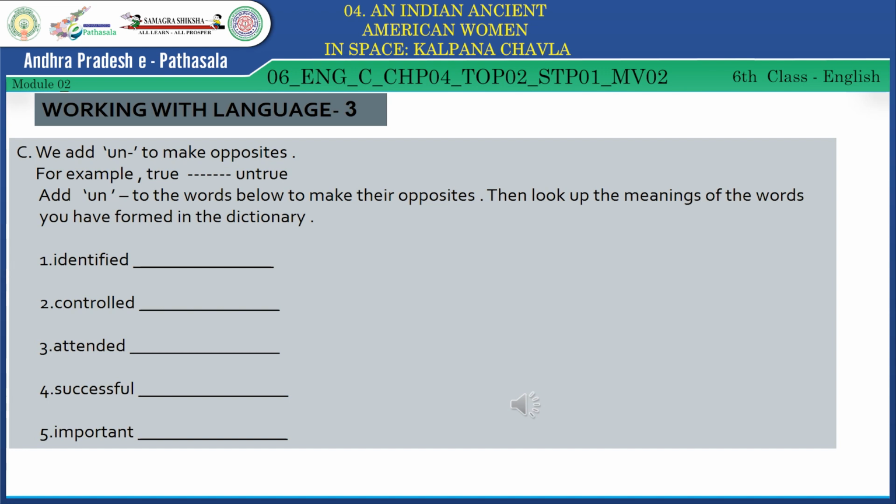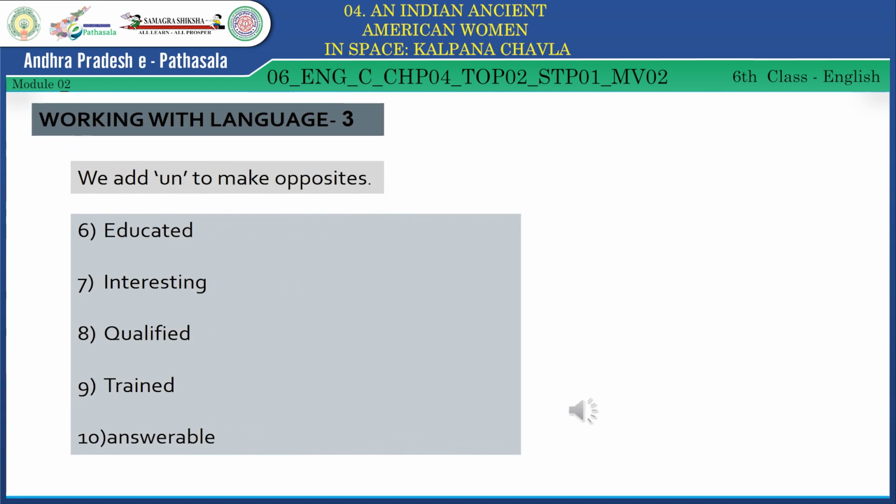Here are some more words. Write the opposites for them. Working with language 3. We add un to make opposites. The remaining words. Sixth one, educated. Seventh one, interesting. Eighth one, qualified. Ninth one, trained. 10th one, answerable. For these all words, you have to write the opposites for them.